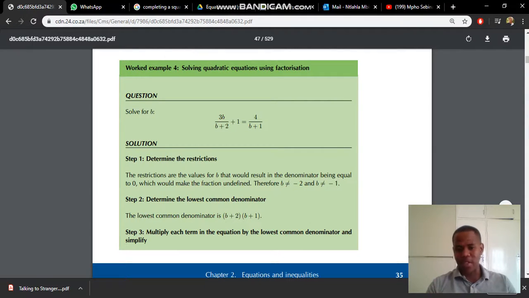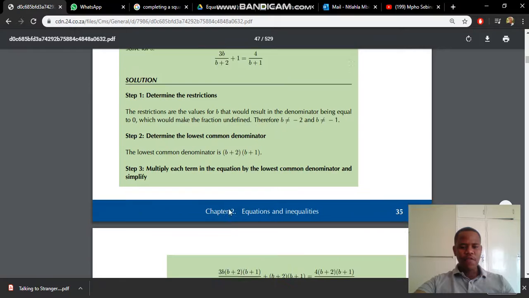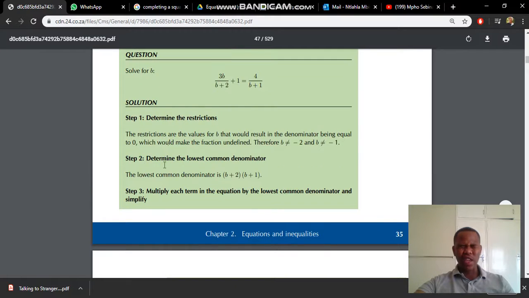That's basically saying, I'm assuming that b is not equal to negative 2. I'm also assuming that b is not negative 1. So you're just assuming that 3b over b plus 2 is not undefined. That's really an important part, right? After that, you can establish your lowest common denominator. It's basically a product of all your denominators, so that's b plus 2 times b plus 1. That would be your lowest common denominator.